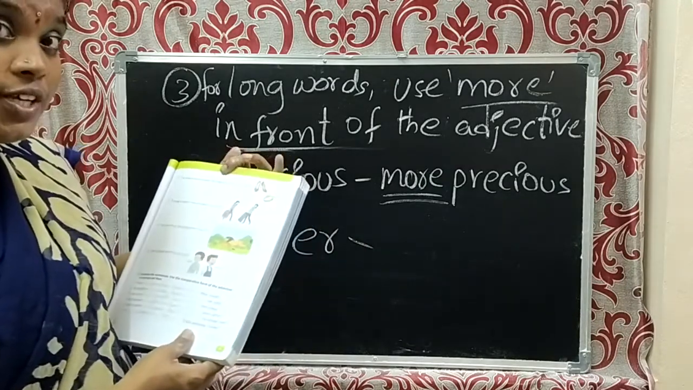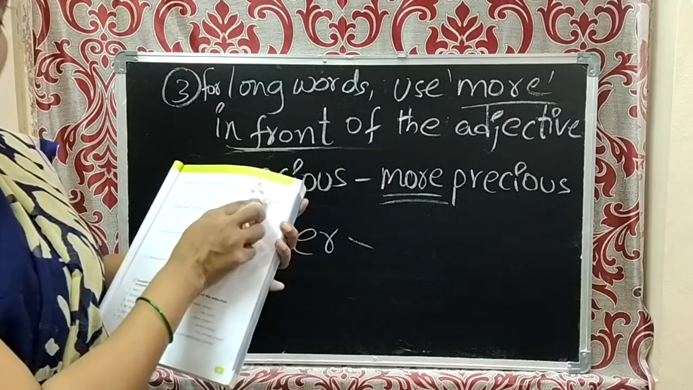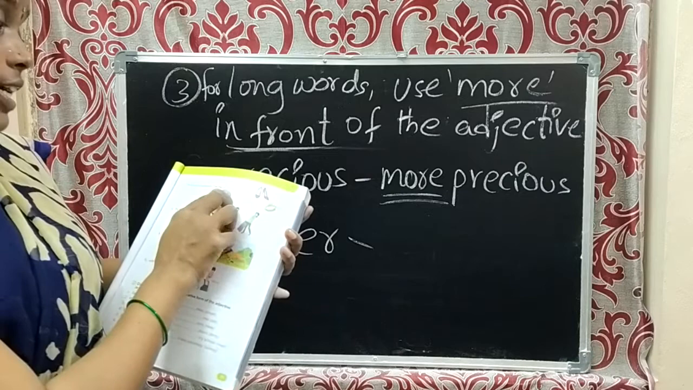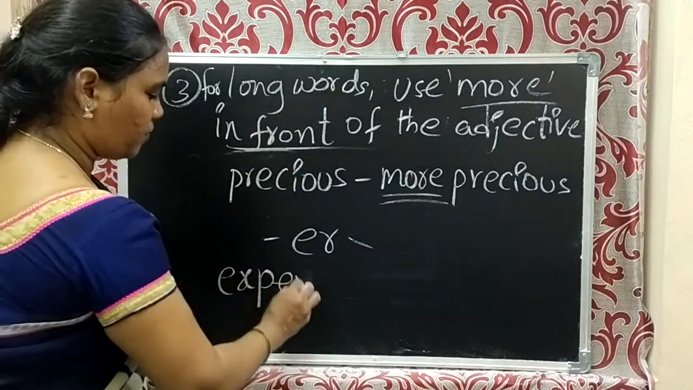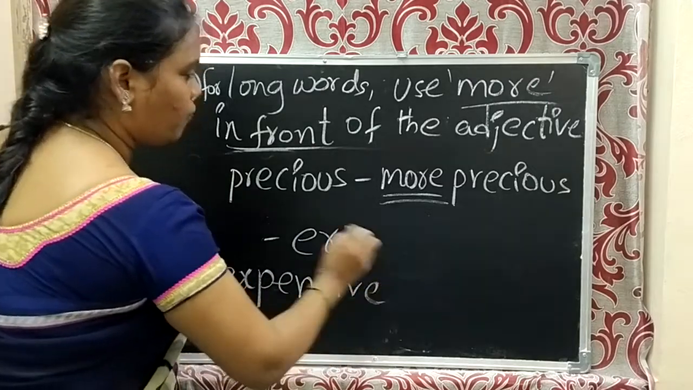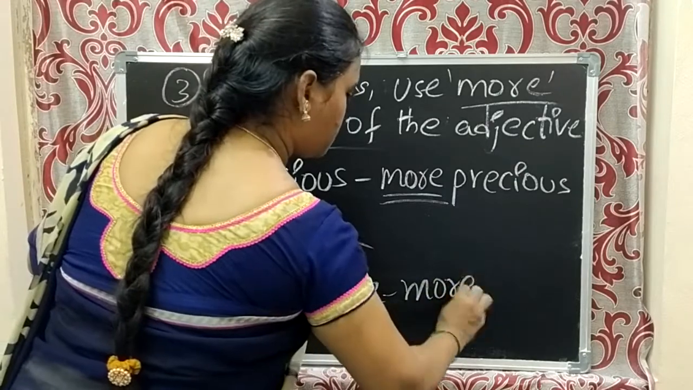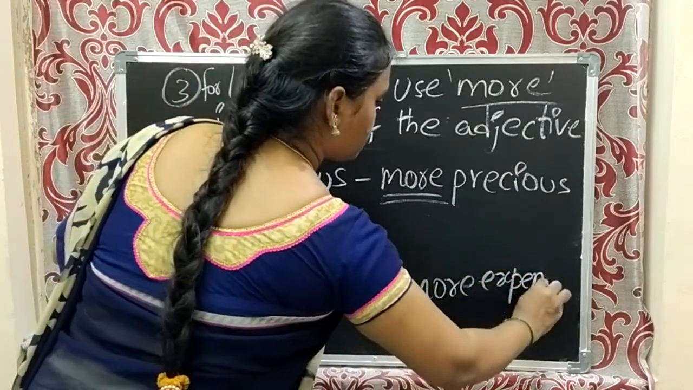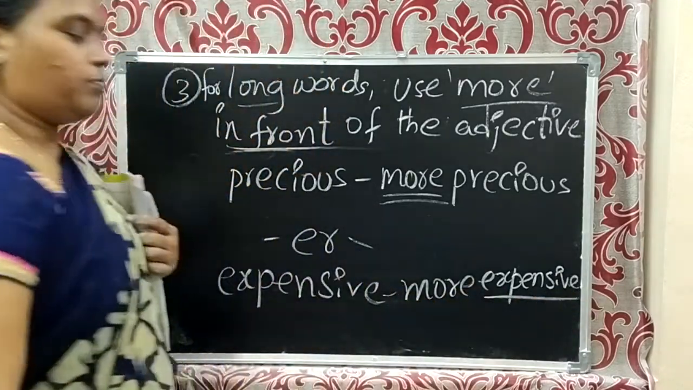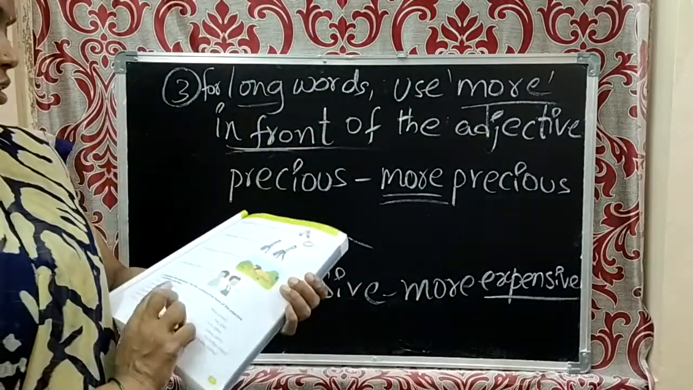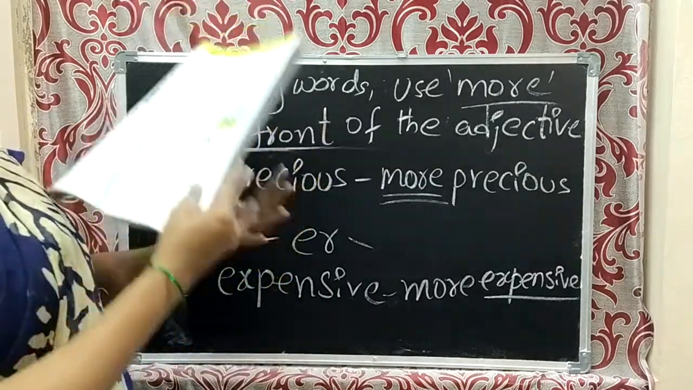The shoes are expensive. Where is the adjective here? Expensive. The ring, the cost they already gave. So what do we have to use? Expensive is a big word, a long word. For long words, we use more. So, more expensive. Is it clear? So this is about adjectives. How many are there? More, 3 are there.